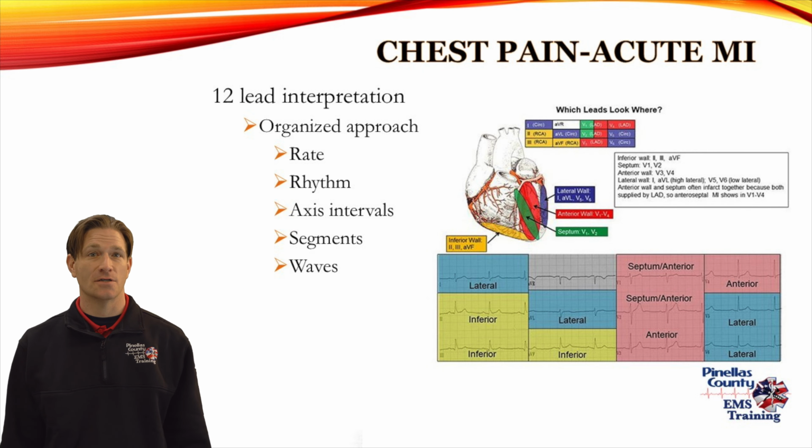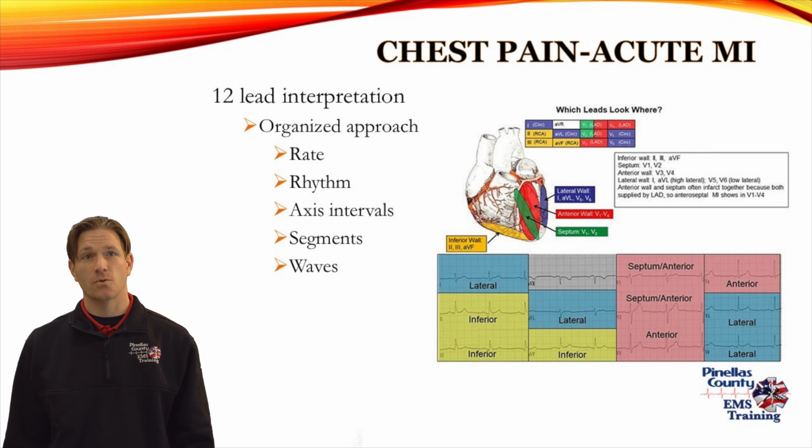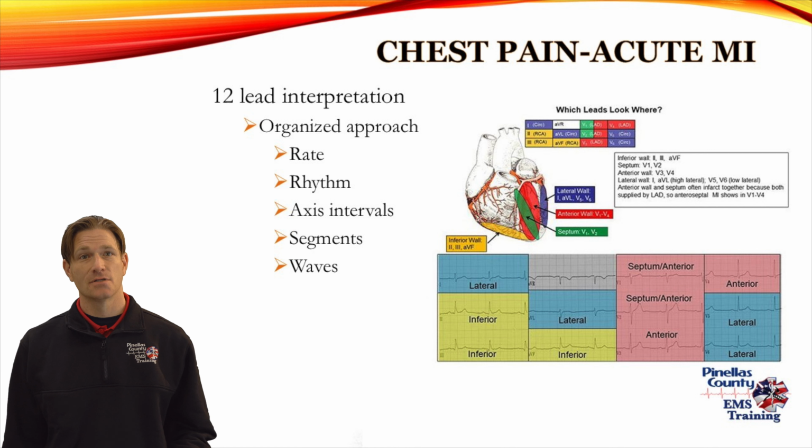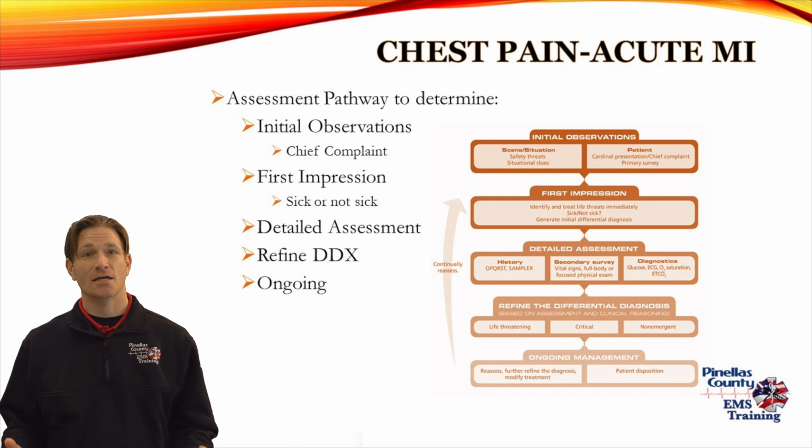We need to maintain an organized approach when reading the 12 lead: the rate, the rhythm, the axis, intervals, ST segment for elevation or depression, and then the Q waves. If the patient does not show STEMI, we should now be working through the assessment pathway.